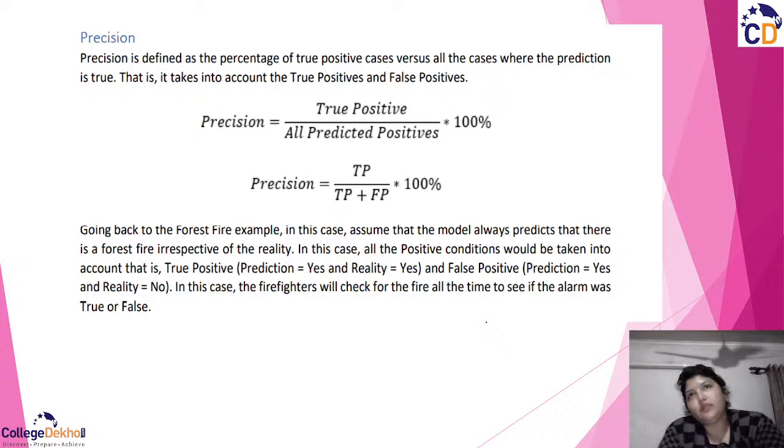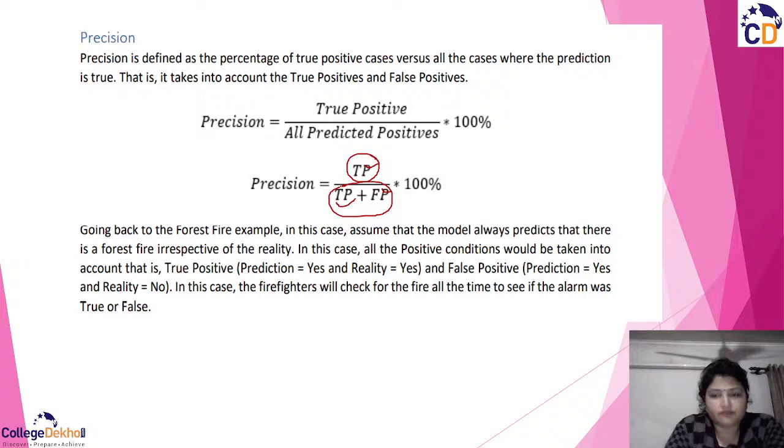The next evaluation metric is precision. Precision basically only talks about all the positive values. So here we have this positive, this positive, and this positive. So we have true positive over all the positive ones. You have true positive plus false positive as well.